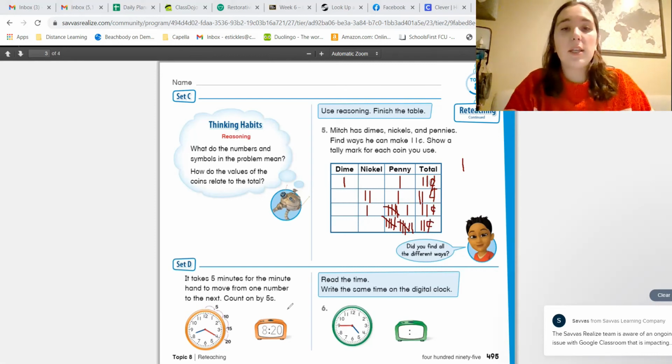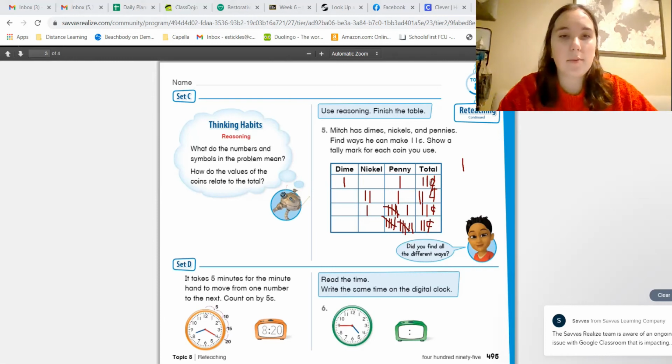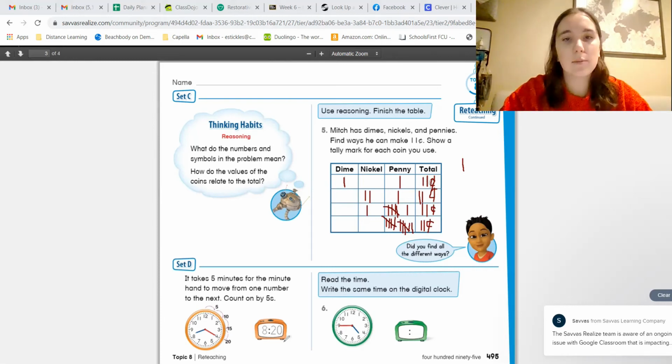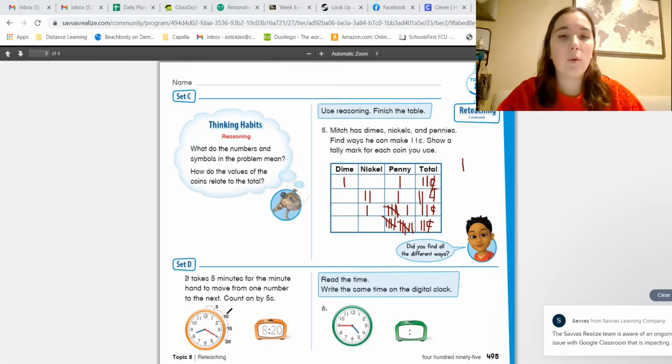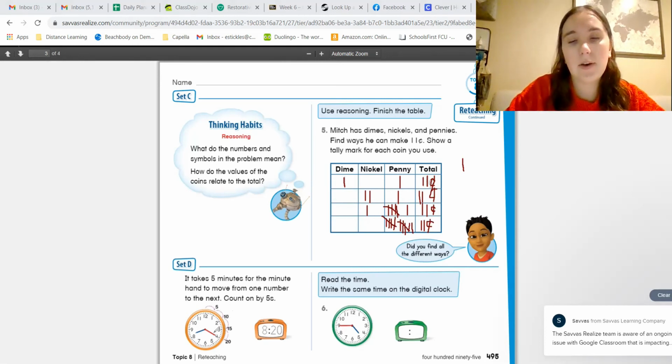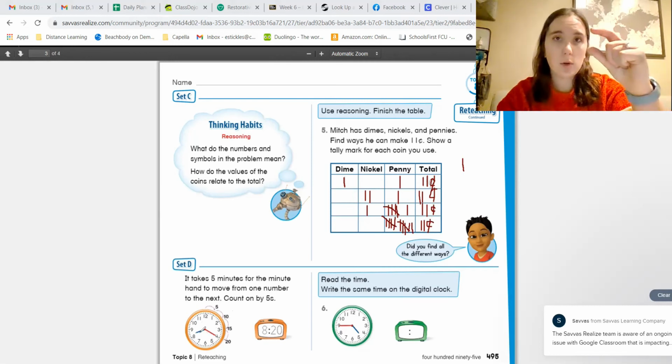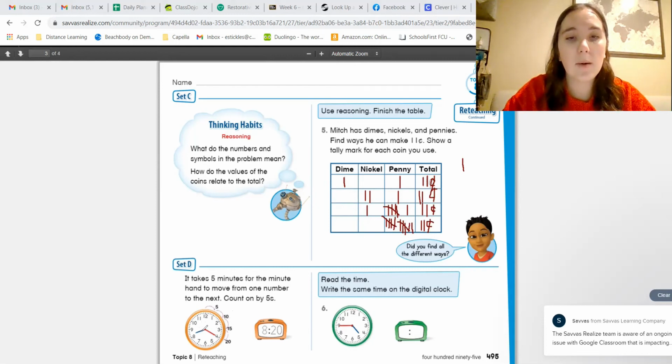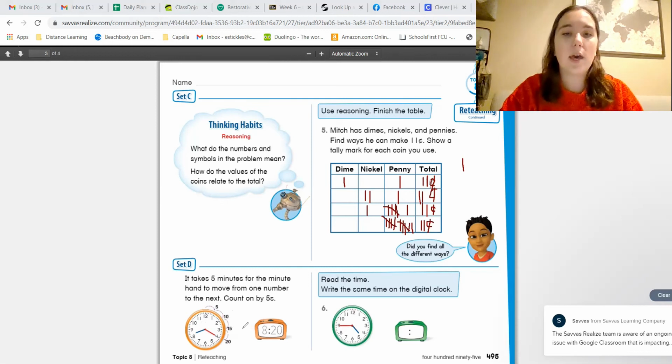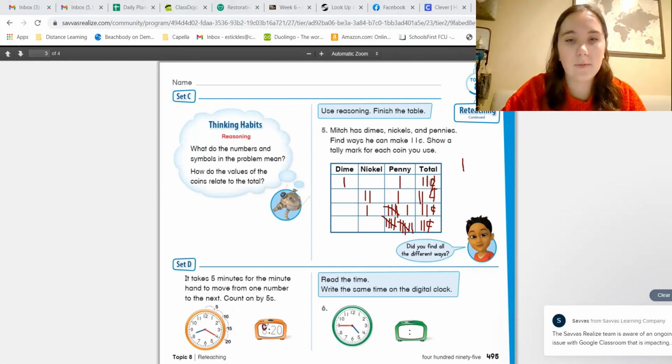Good job. Let's look at the time problems down here at the bottom. So on the left side, it says it takes 5 minutes for the minute hand to move from one number to the next. Count on by 5s. So what we would do is we're going to count on to figure out what time it is. Now, first, we need to find out what hour we are in to read this clock. So I'm going to go find my hour hand, which is the shorter one, and see what number it is pointing after. And it is pointing after the 8. So that means we are in the 8 o'clock hour.